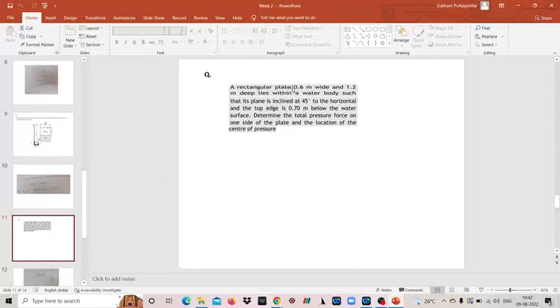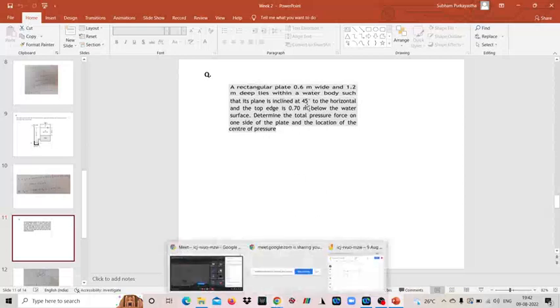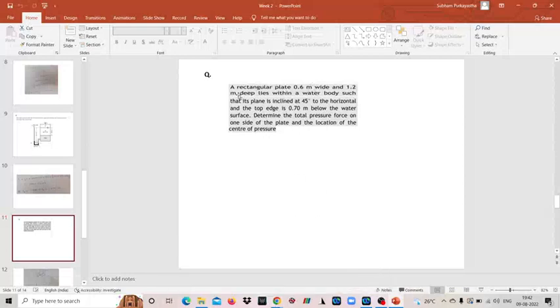So there is a rectangular plate which is 0.6 meter wide and 1.2 meter deep, and it lies within a water body such that its plane is inclined at 45 degree to the horizontal, and the top edge is 0.7 meter below the water surface. We have to determine the total pressure force on one side of the plate and the location of the center of pressure.